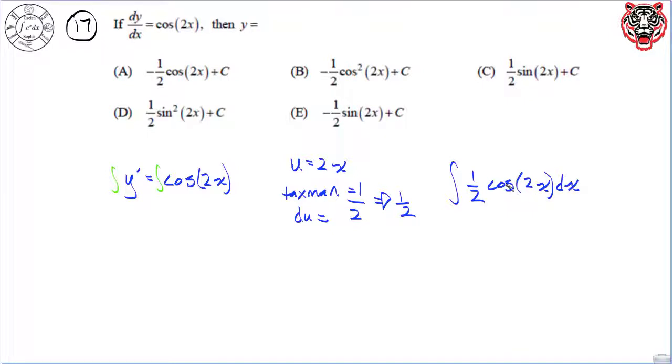So when I take the antiderivative, anti-change means same, so don't add any negatives. So it's going to be 1/2 of sine of 2x, and don't forget your plus c. Do we see this up here? 1/2 sine of 2x plus c. It looks like it's c. Just checking all the rest. Yep. So the correct answer is C.